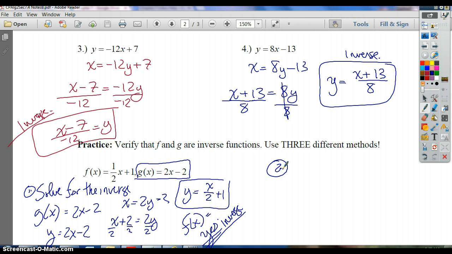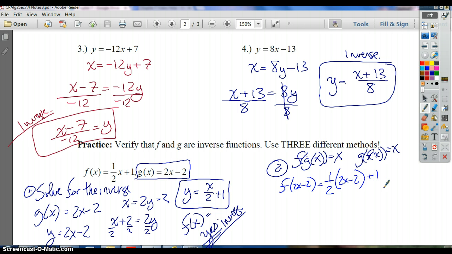Method number 2 is to actually test f of g of x equals x and g of f of x equals x. We'll do the first one in blue. So I'm going to go f of 2x minus 2. So that would be 1/2 times 2x minus 2, plus 1. Distribute my half in here, which would be x minus 1 plus 1. And yes, that equals x.